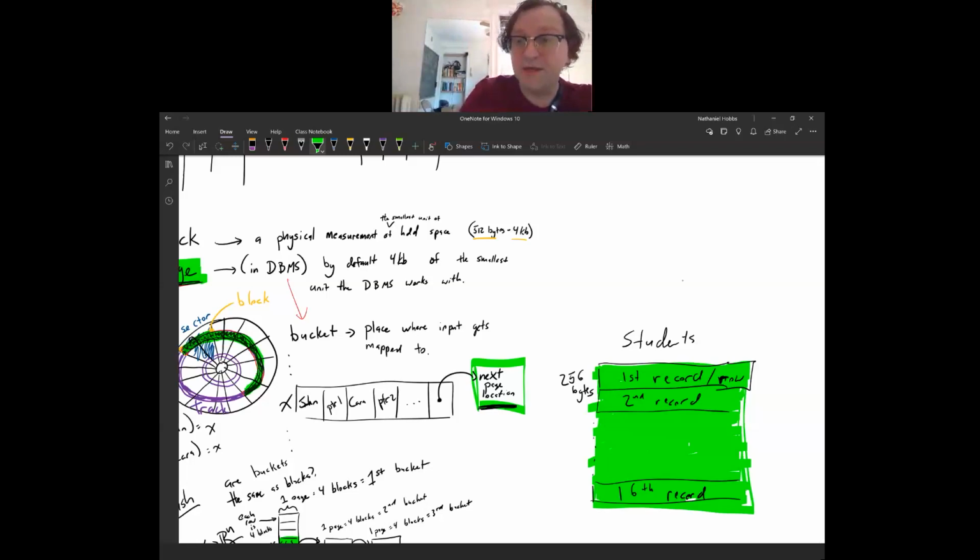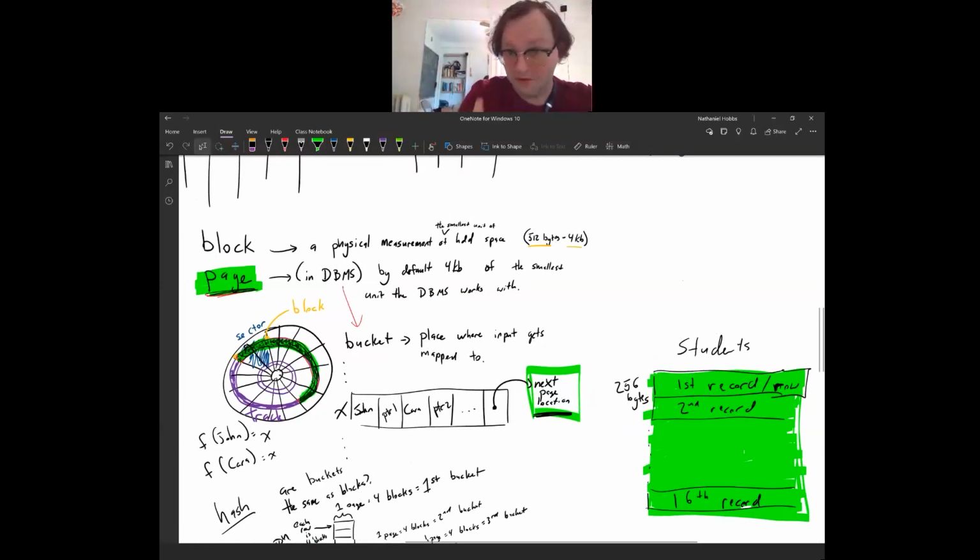So this page is made up of 8 blocks in this example, and in this example, a table could take up one page with 16 records if the records are 256 bytes, and the page size is 4 kilobytes. Okay, so that's a block and a page.